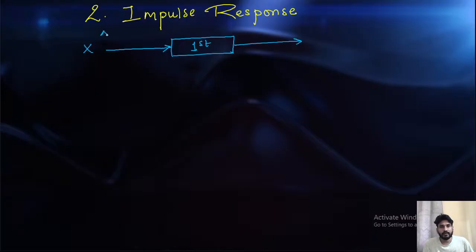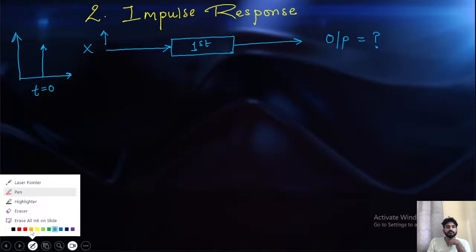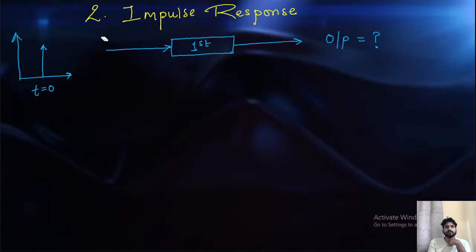My input is, as you know, a pulse input at t equal to 0, something like that. Now what will be my output? Okay, so what is the X(s) for the impulse? X(s) is equal to 1.